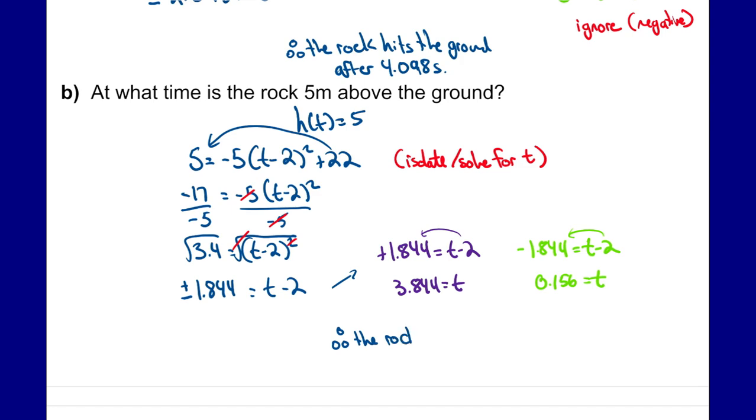the rock is 5 meters above the ground at 0.156 seconds and 3.844 seconds. So again, just understanding that it's reaching this height two different times.